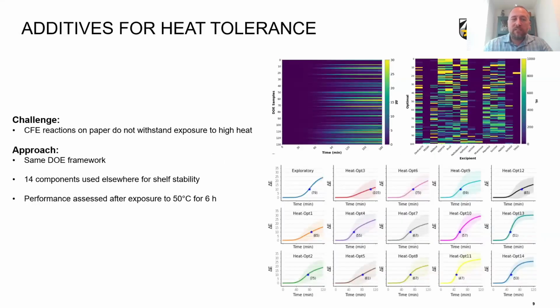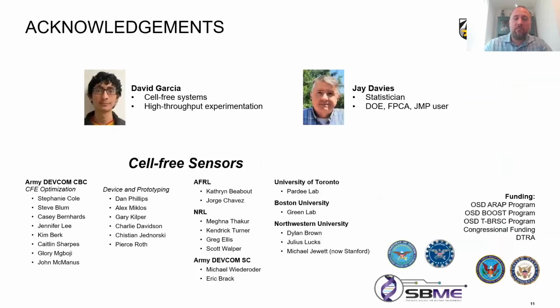So we've also used this same kind of framework to do other things. I'll just give one example here. So this is another DOE that uses 14 components that are used for shelf stability, and we wanted to look at, okay, if they sit on the back of a Humvee for a day, will they die? The answer is yes. So if you add these additives, you can recover most of that activity in that sort of treatment.